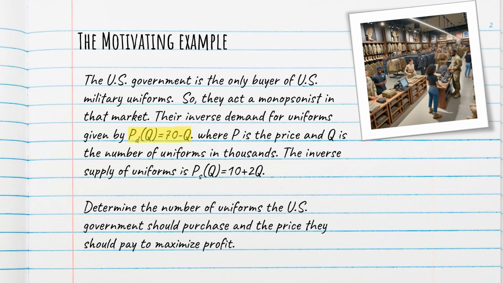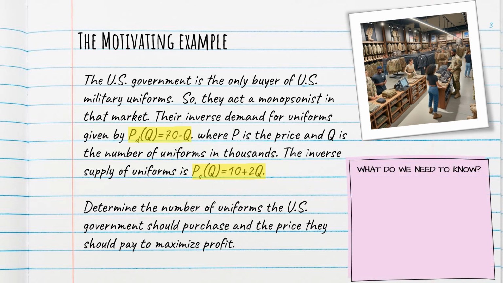The inverse supply of uniforms is P equals 10 plus 2Q. Our goal is to determine the number of uniforms that the US government should purchase and the price they should pay to maximize their profit. What do we need to know in order to answer this question? It turns out that all we need is the inverse demand and inverse supply curve.